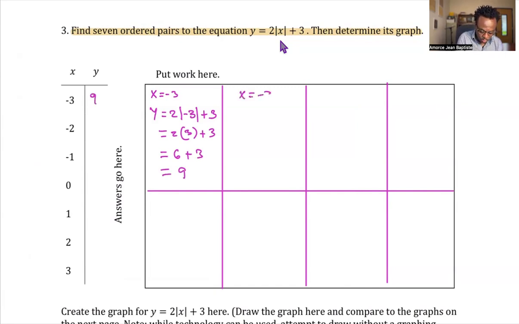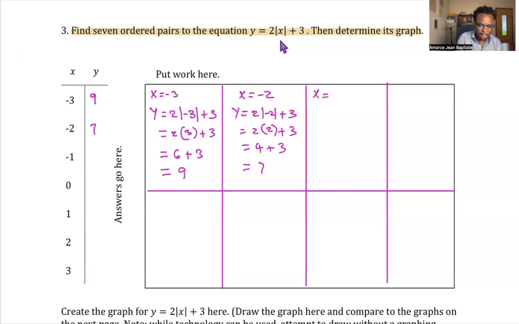x equals -2, y is 2 times the absolute value of -2, plus 3. That is 2 times 2 plus 3. That's 4 plus 3, which is 7. So x equals -2, y equals 7.